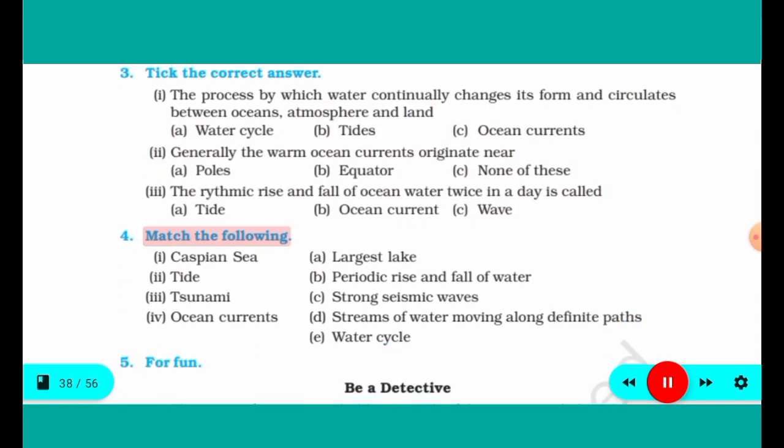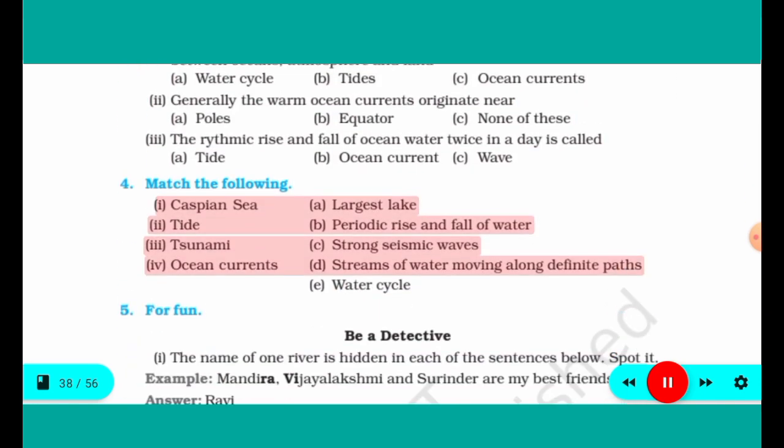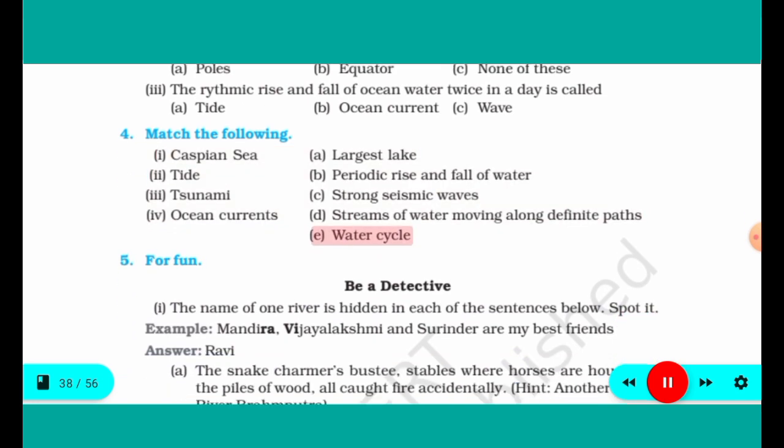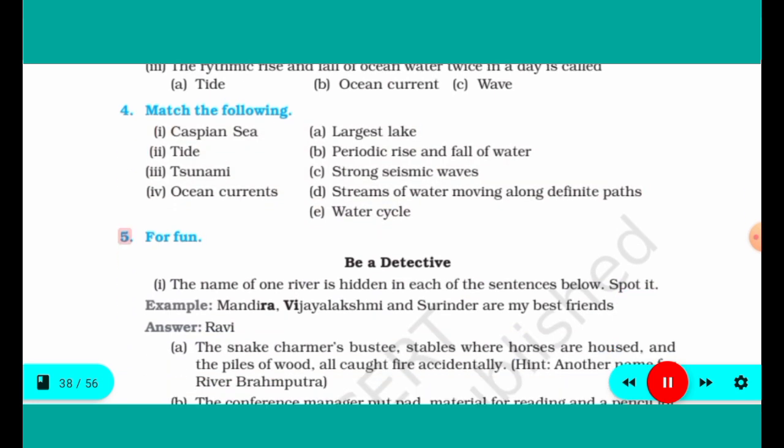4. Match the following. I. Caspian Sea, A. Largest lake. II. Tide, B. Periodic rise and fall of water. III. Tsunami, C. Strong seismic waves. IV. Ocean currents, D. Streams of water moving along definite paths. V. Water cycle.